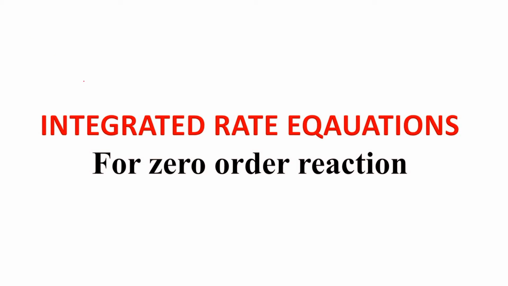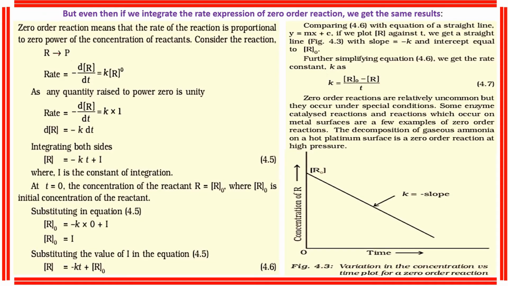In this video, we'll discuss the integrated rate equation for a zero order reaction. Let me take, first of all, a zero order reaction, where reactant is converting into product. Based upon this, rate is always equal to the change in concentration of reactant by change in time. Change in time is represented as dt, change in concentration is represented as dR. Minus indicates it is a reactant.